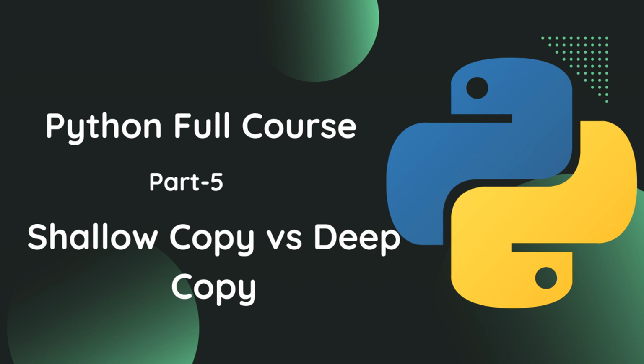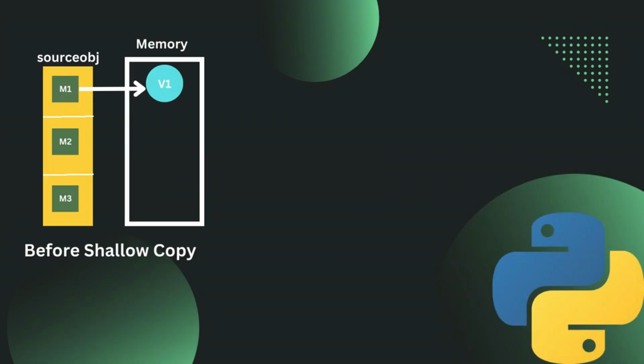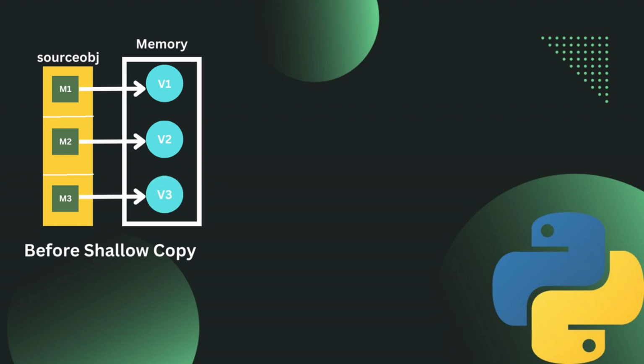So let's get started. Here I have a source object with three members, which are M1, M2 and M3. M1 points to value V1 in the memory, M2 points to V2 and M3 points to V3. So here V1, V2 and V3 are actual data values in the memory, and M1, M2 and M3 are just references to those values.